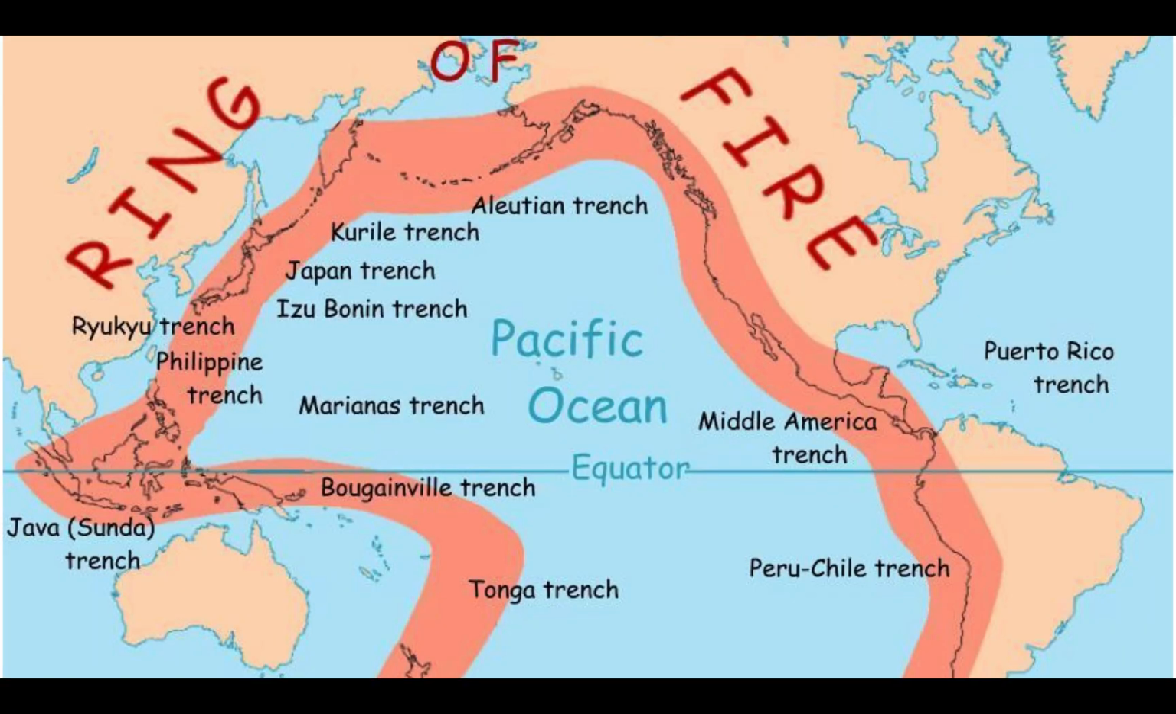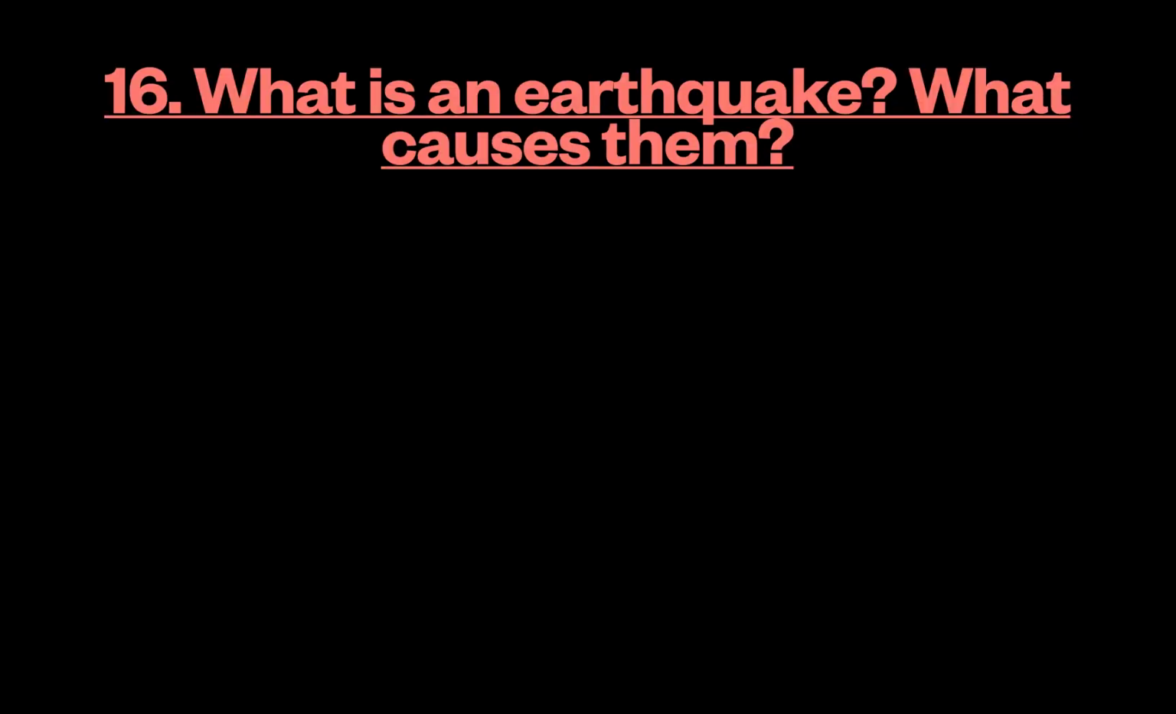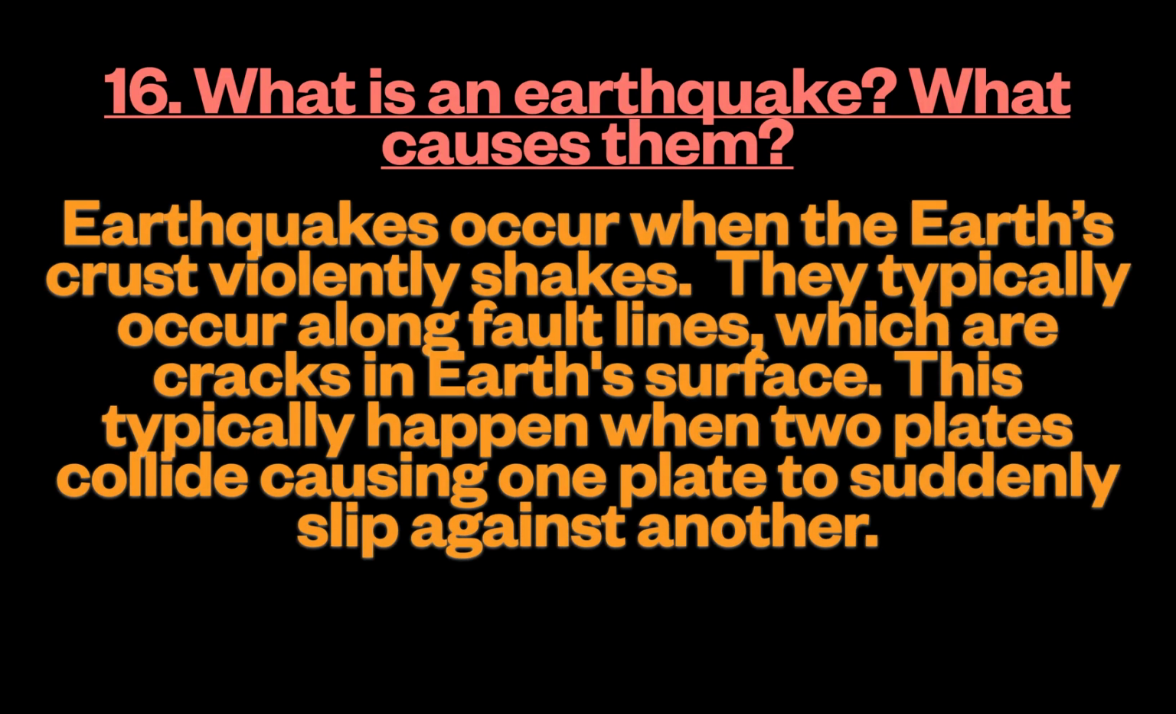Again, Far East Asia, up along the eastern Asian coast, over down to the west coast of the United States, which is why California is so susceptible to earthquakes, down the west coast of South America. That is the Ring of Fire. Okay, so what causes an earthquake? Well, an earthquake is a violent shaking of the Earth's crust, and they are typically caused along fault lines.